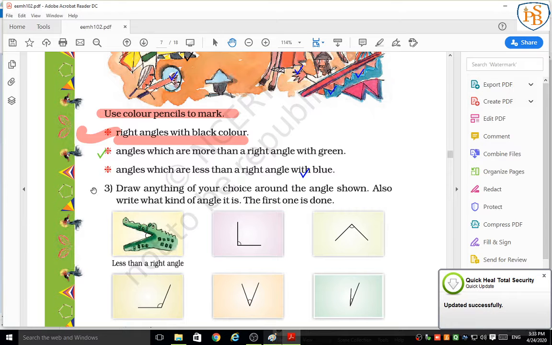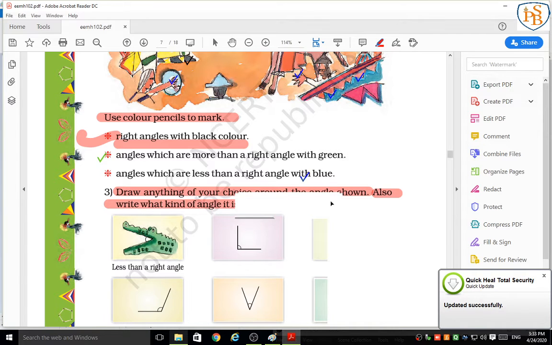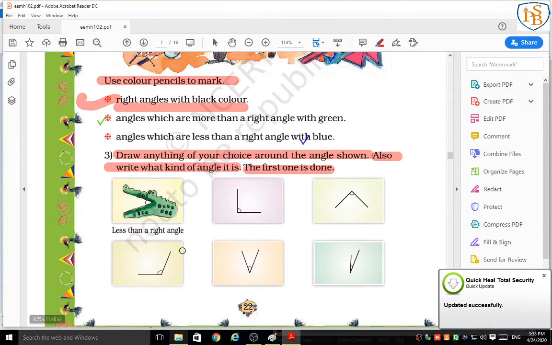Next, another task we have: draw anything of your choice around the angle shows. Also write what kind of angle it is. The first one is done. Now here they are giving some pictures of angles. By using angles you can draw any shape. Like here, what angle is it?